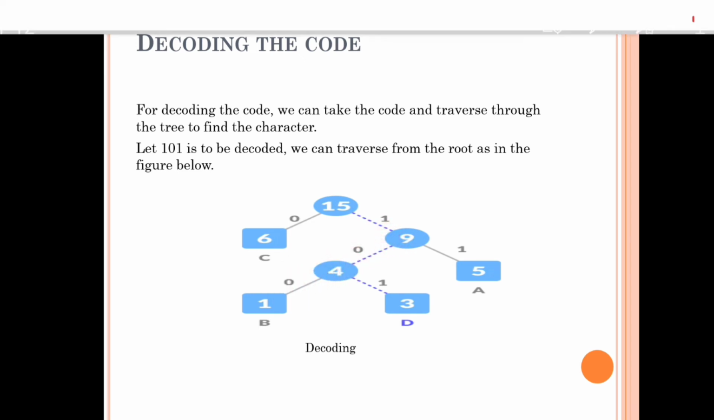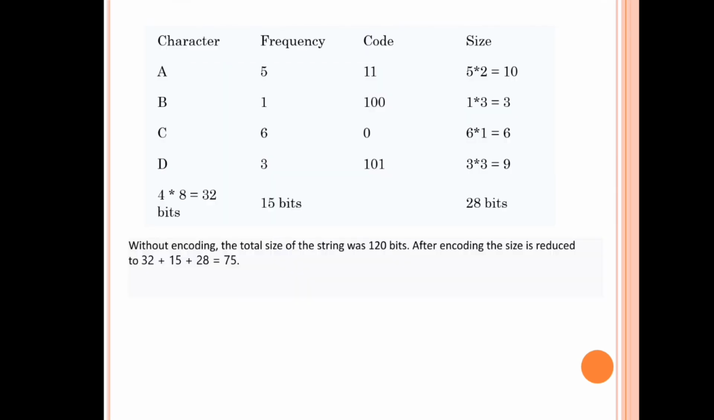And we have also given it in the table. The code for A is 1 and 1. Here we can see this is 1 and 1, and for B it is 1 0 0, and for C it is 0, and for D it is 1 0 1.